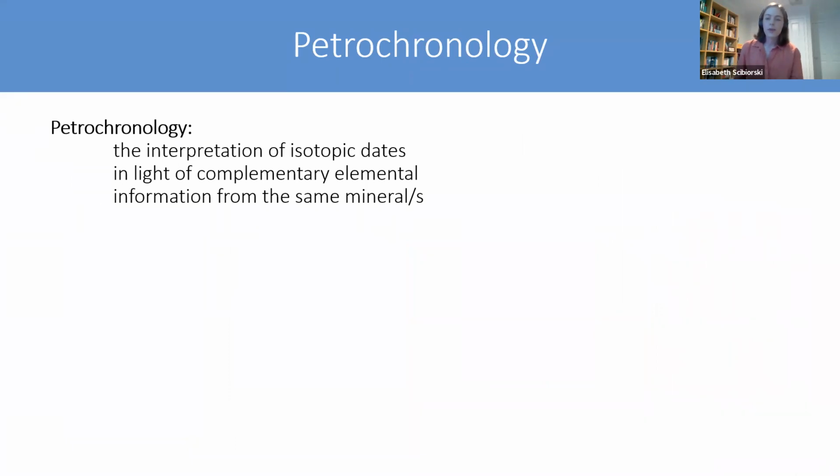One of the ways of tackling this is through petrochronology. And to my mind, this is one of those examples where someone's invented a new word to describe something that people have probably been doing for a really long time without needing any particularly special name for it. Petrochronology really just refers to using additional information, trace element information, to interpret isotopic data.